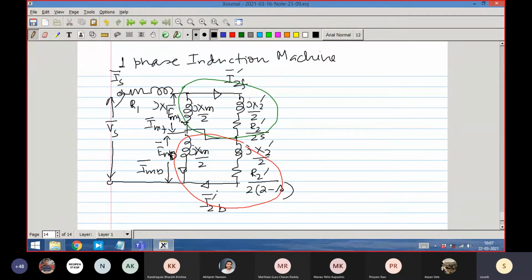So if you think a little, the original rotor current, if I write it as I2F, that is the original rotor current, not the reflected one. What is the frequency of I2F? Can anybody say what is the frequency of the rotor current created due to the forward magnetic field? What is the frequency?